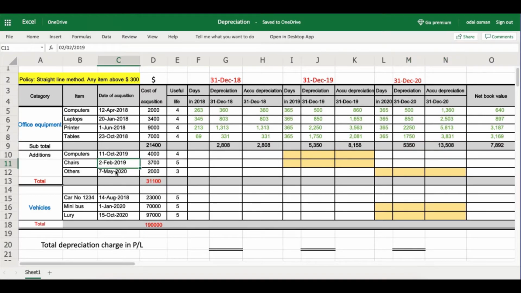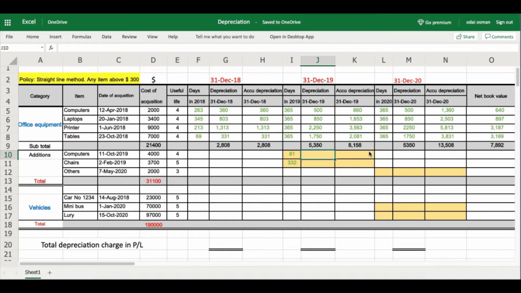We have additional in 2019 and 2020. So let's calculate the additional two. Here we have additional in 2019. It means we need to calculate days equal to this date, equal to $ sign, this is J, $ sign again, 2 minus this date gives us 81 days for the first year, and drag down the formula.